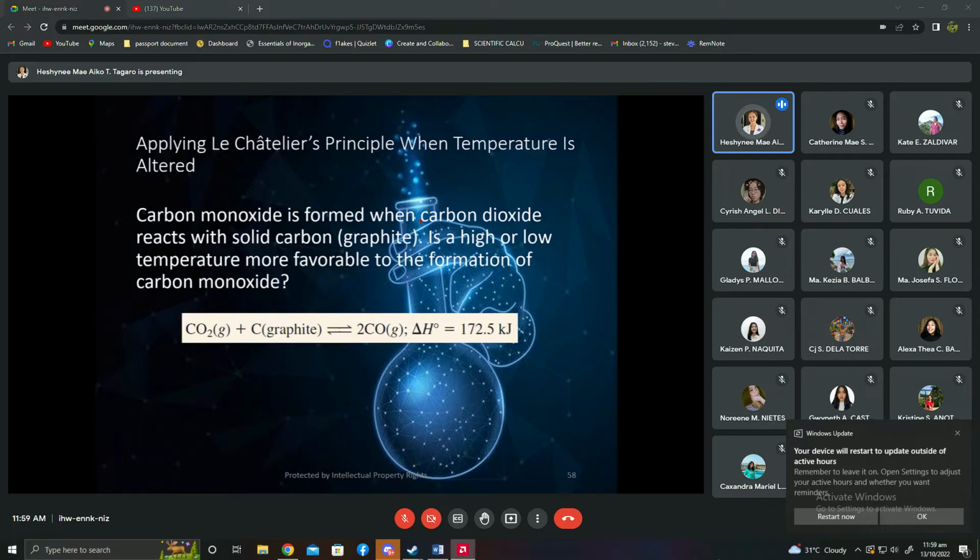Is it in the reactant or product side? So you look at the delta H value. Take note, a positive delta H value tells us that the reaction is an endothermic reaction, while a negative delta H value tells us that the reaction is an exothermic reaction.